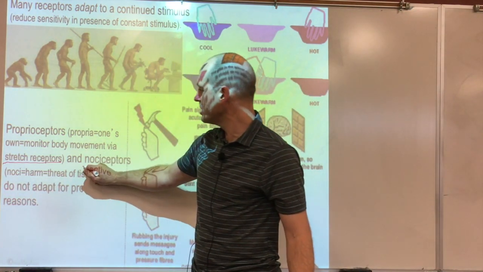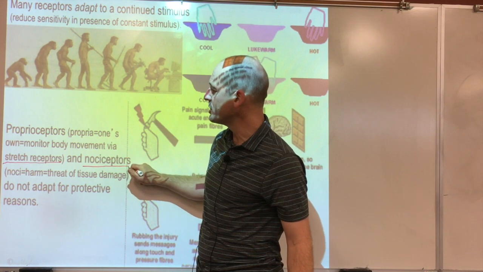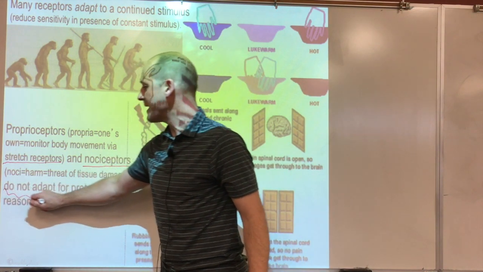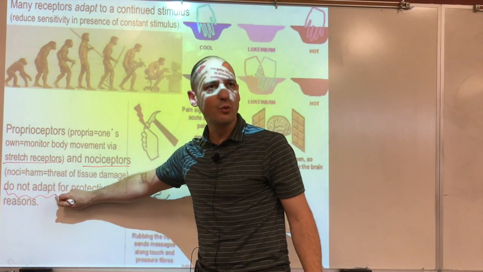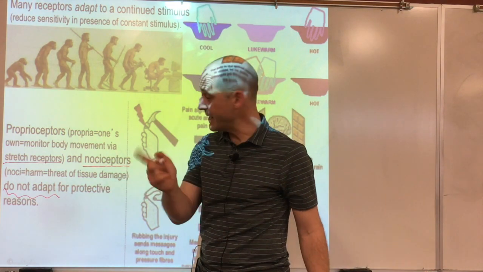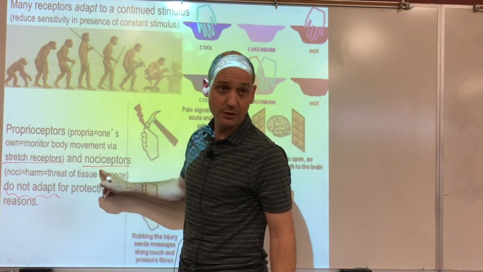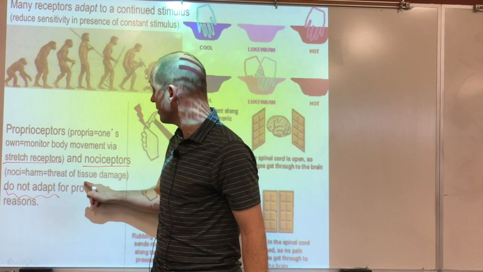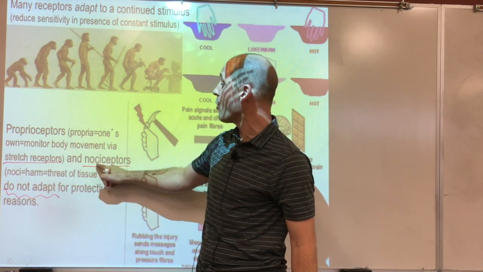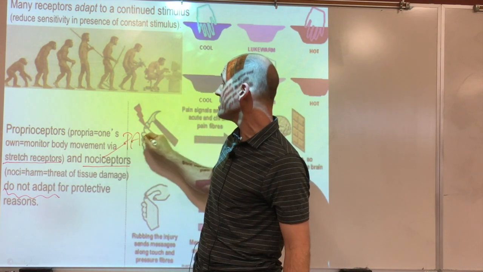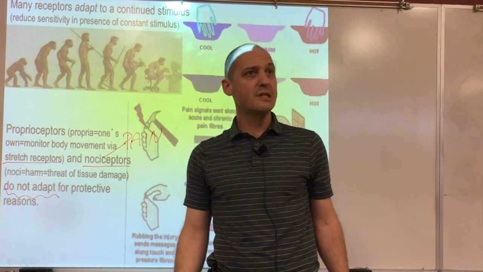Nociception, nociceptors are the other ones that do not adapt. That's the end result of those. So those two do not adapt. We don't want them to adapt. Noci means danger, and danger is a threat that tissues get damaged. For us, as an experience, that's pain, even though it means danger.